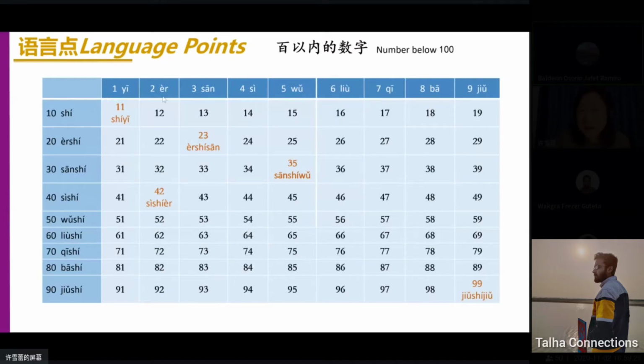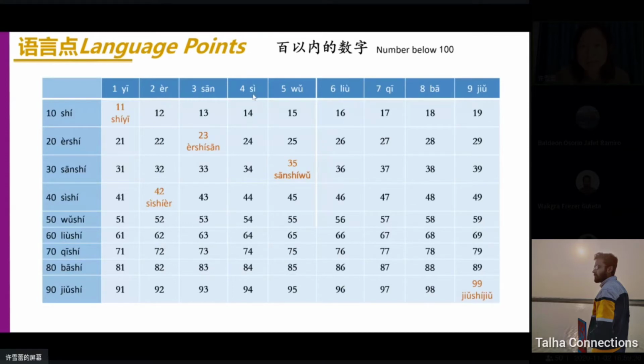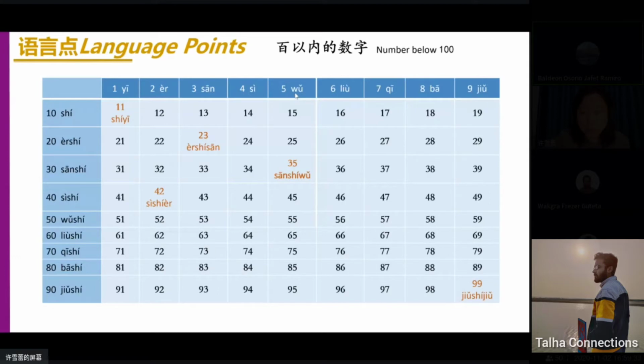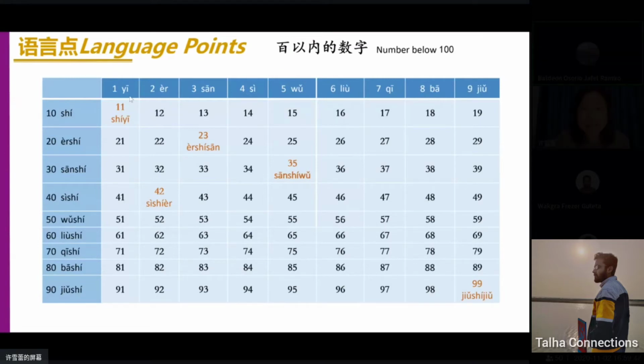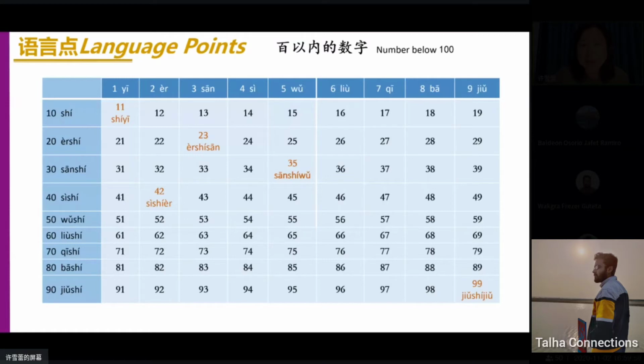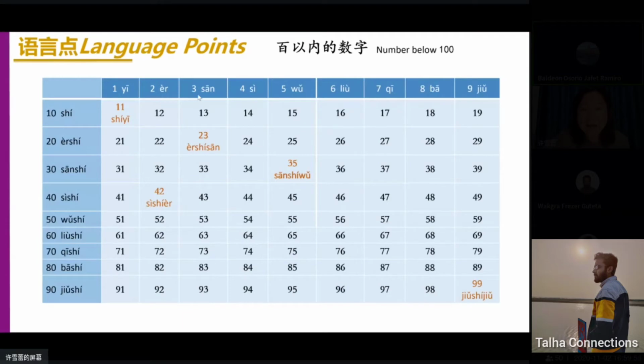1、2、3、4、5、6、7、8、9。Okay. Again. 再读一遍。I mean, I'll repeat it. 1、2、3、4、5、6、7、8、9.